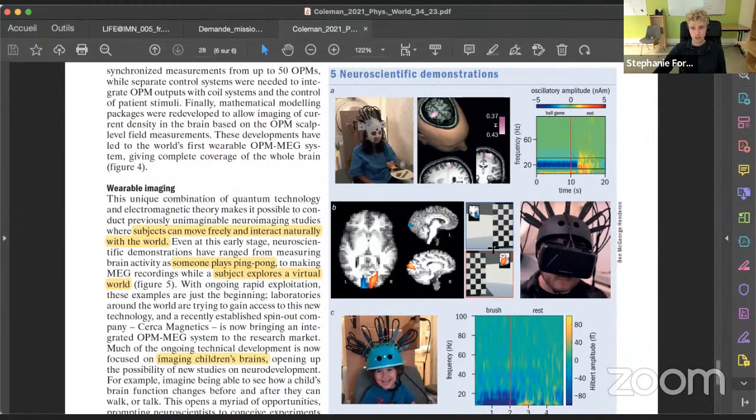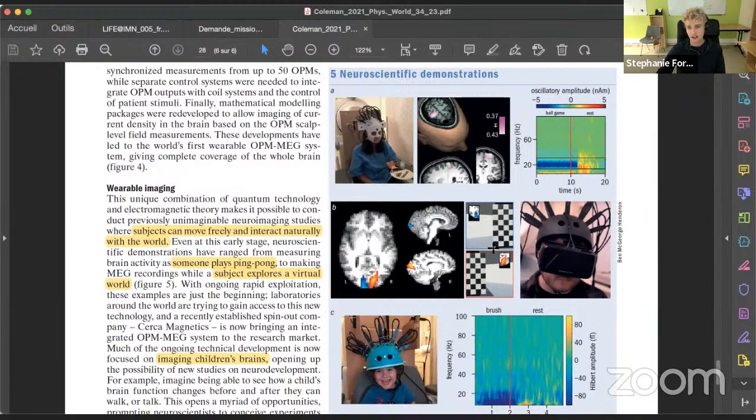But it will be really useful for studying young children's brains, especially the evolution from very young children through their growth. It will be interesting for many kinds of functional studies where you want to know exactly how the brain works when you are moving around, in a more ecological setting.